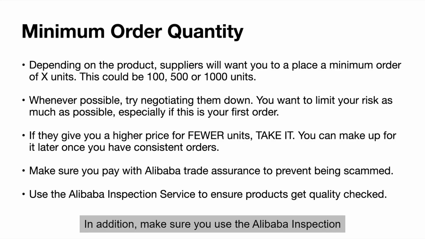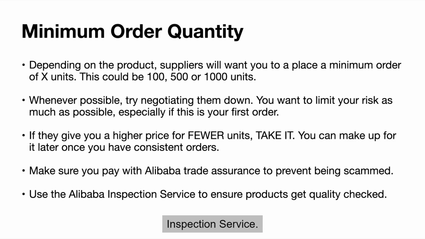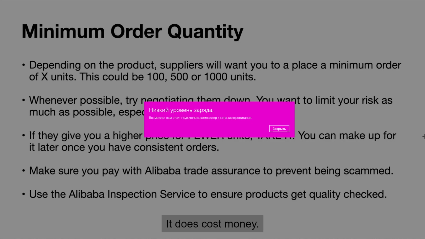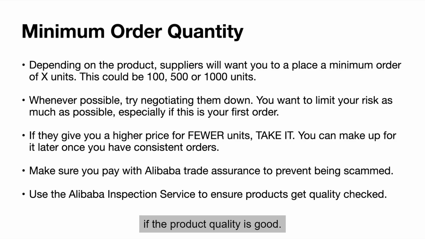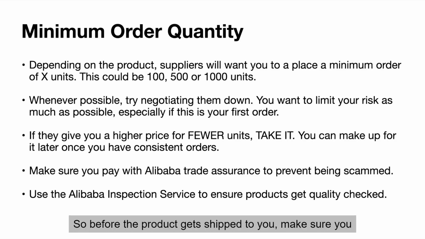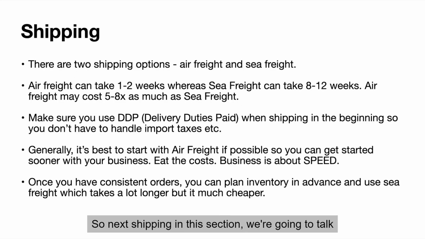In addition, make sure you use the Alibaba inspection service to ensure your products get quality checked before shipping, right? There are many horror stories where suppliers have given good samples to a business, but when that business has paid for 1,000 units, the product quality was terrible. So you need to make sure that you use the Alibaba inspection service. It does cost money. It might cost you a few $100s, but it's definitely worth it if the product quality is good. So before the product gets shipped to you, make sure you get the product inspected and quality checked to ensure the quality. So next, shipping.